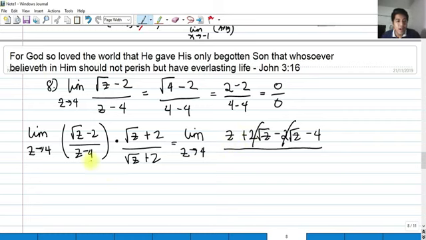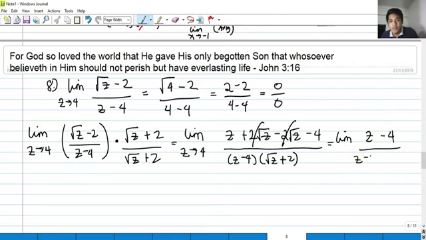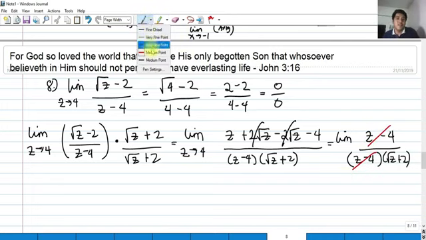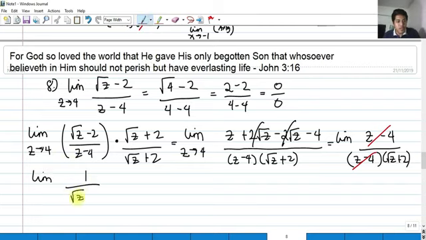And on the denominator, let's not perform FOIL first on that. We still have the square root of z plus 2. So we have the limit of z minus 4 over z minus 4 multiplied by the square root of z plus 2. The reason I did not perform FOIL on that is because we can cancel this. So we have the limit of 1 over the square root of z plus 2 as z approaches 4.